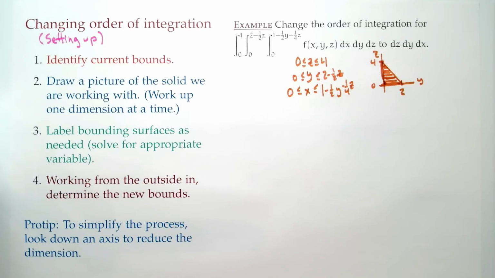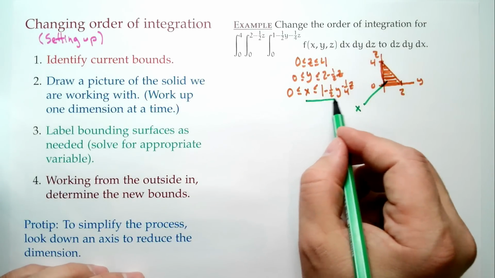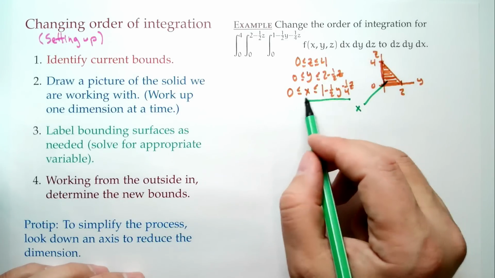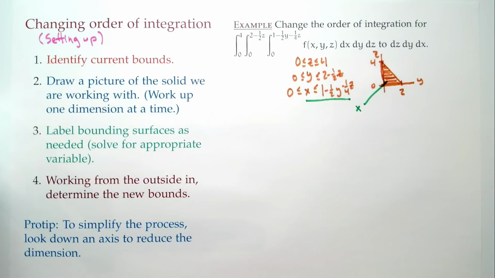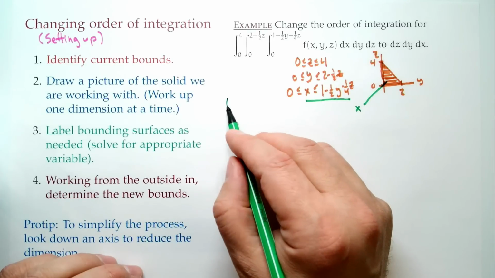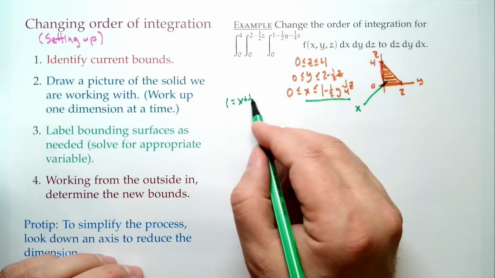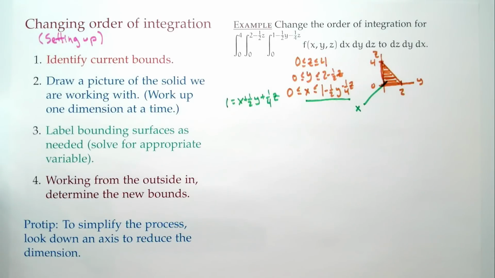Now, it probably is going to be useful. All right, so here is our direction x. It might be useful to understand this other surface. So x equals 1 minus a half y minus a fourth z is not so obvious what that is, but if we think about it this way, that's the same as saying 1 is equal to x plus a half y plus a fourth z. And now if we write it that way, it's a little bit more clear what that is. What kind of surface is it? It's a plane. It's a flat plane.